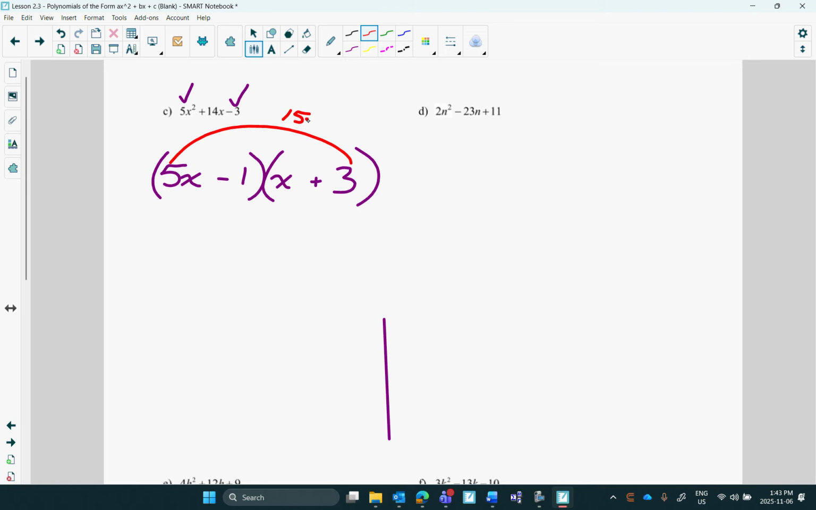15x. On the inside, we have negative 1x. Don't forget it's an x. Together they make 15x minus 1x, 14x. Rounded on the first one again. Like I said, you'll start getting these. They'll start coming quicker and quicker.